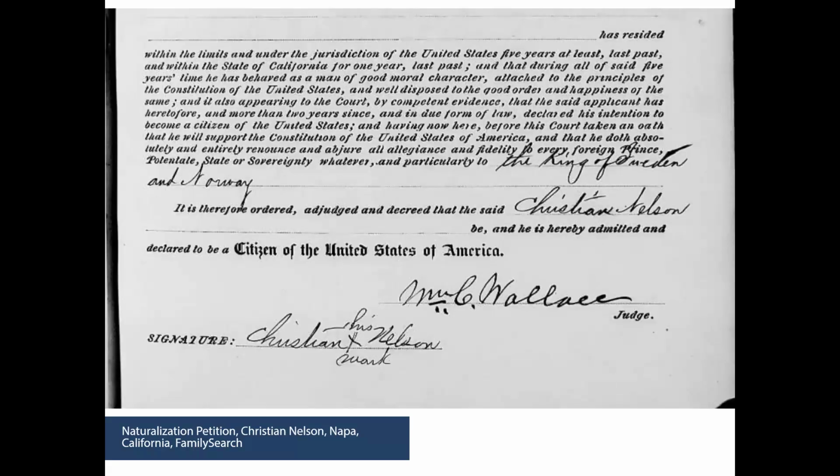And at the bottom here, here's the rest of that particular petition. It shows that he had renounced his allegiance, etc., to the King of Sweden and Norway. And you see his signature with his mark. So perhaps he wasn't literate, and the court was signing on his behalf.